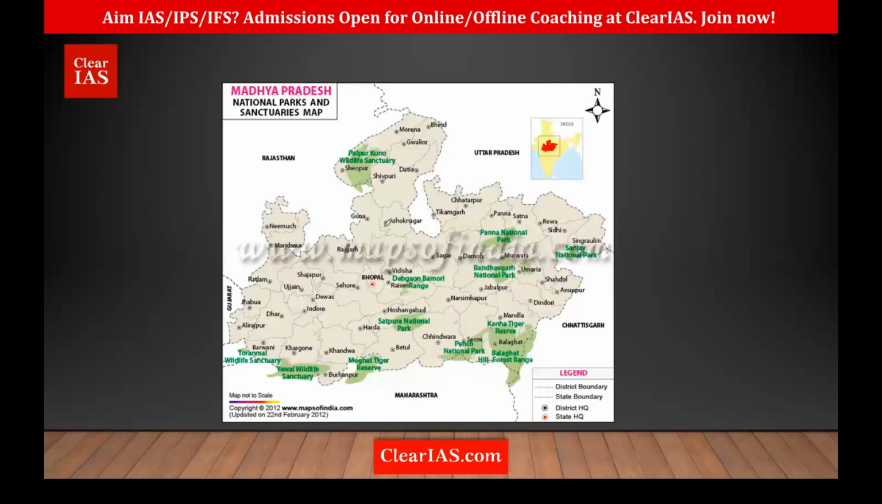So you can see the location of what? Kuno Palpur. So this is on top of Madhya Pradesh. It's in Madhya Pradesh. So almost in the top part of Madhya Pradesh, we have what? The Kuno Palpur Wildlife Sanctuary. So it's a wildlife sanctuary as well as a national park.